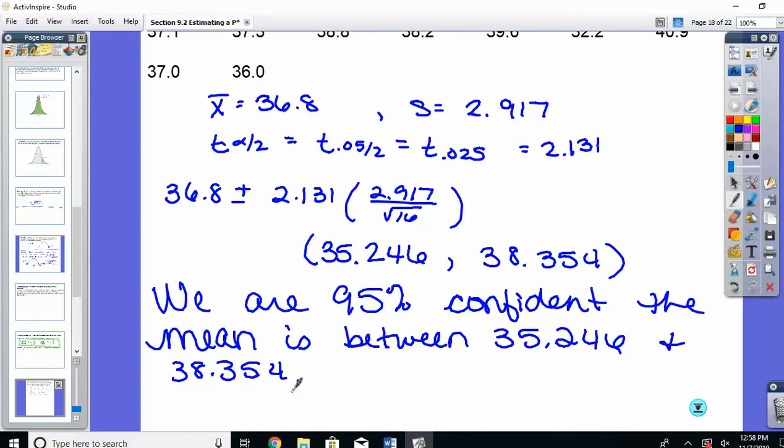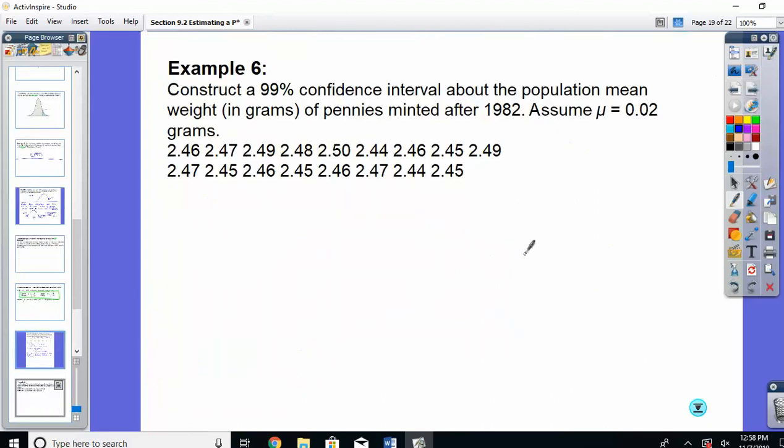Okay. Let's do a couple more. We're going to only do probably one more confidence interval because it's pretty much the same thing. I want a 99% confidence interval about the mean of pennies weighted after 1982. So what I want you to do is use your calculator to find your X bar and your S on this.